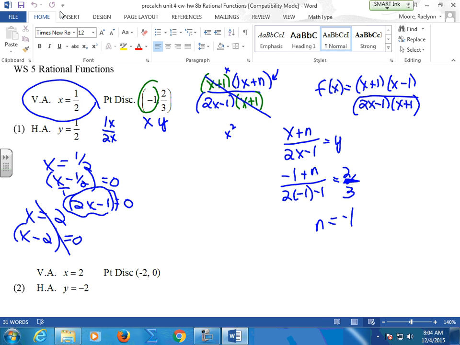Okay? And check it. Your horizontal asymptote is 1 over 2, because there's your x squared. Your point of discontinuity, there it is, there's your negative 1. And your vertical asymptote is in the bottom there. Why is it 1?